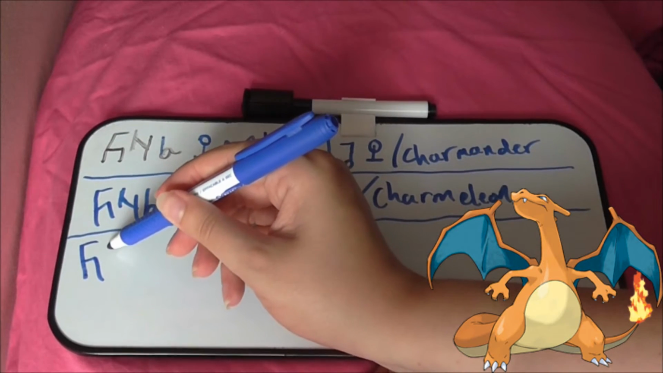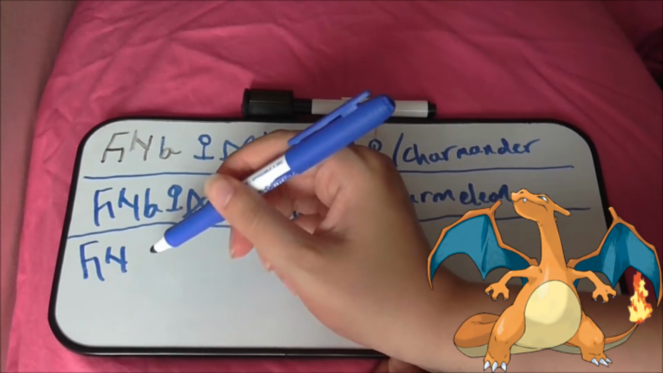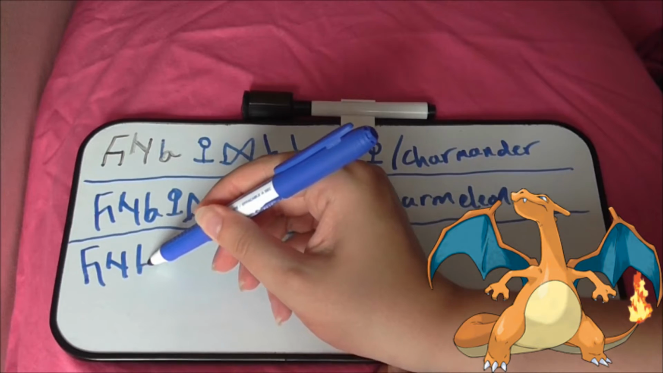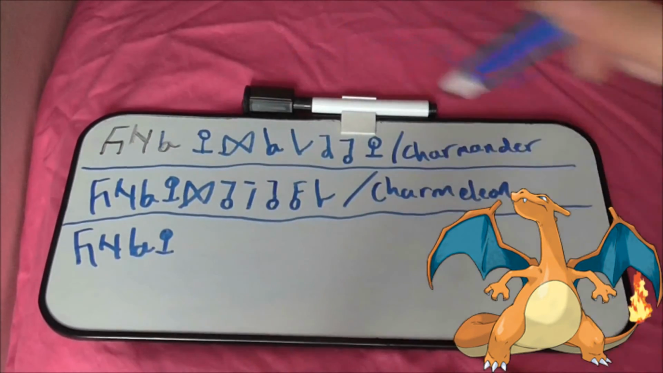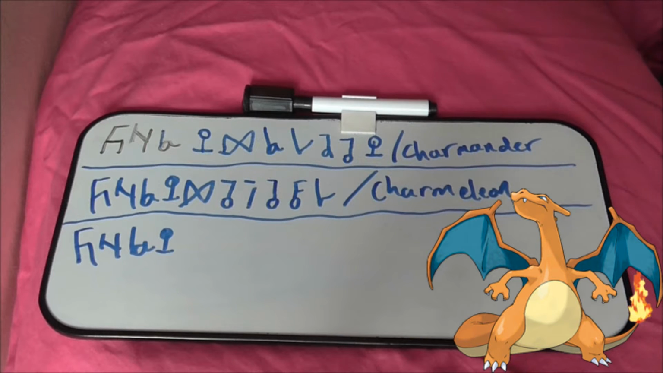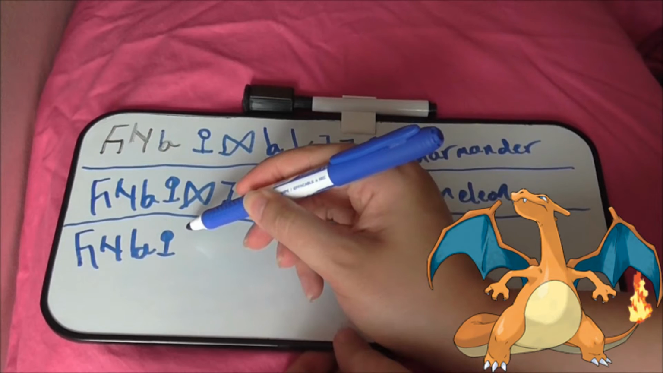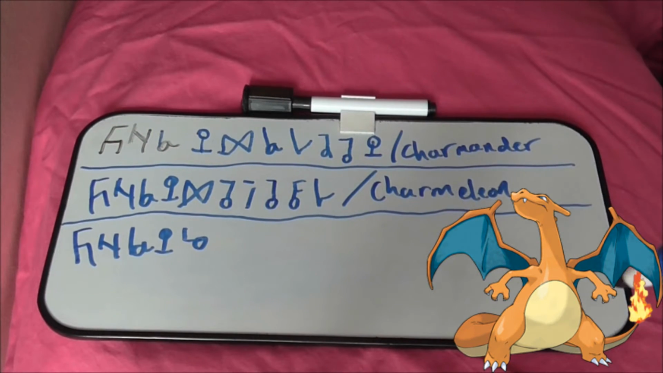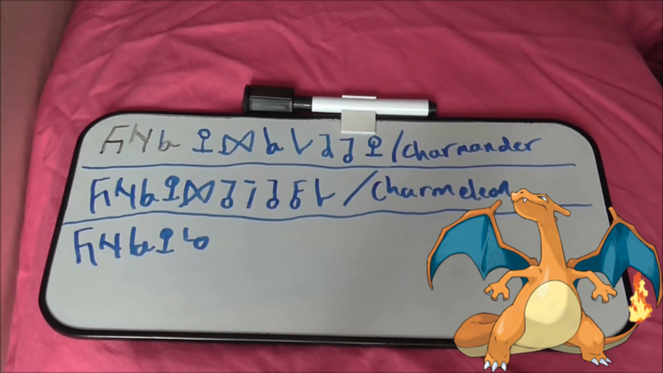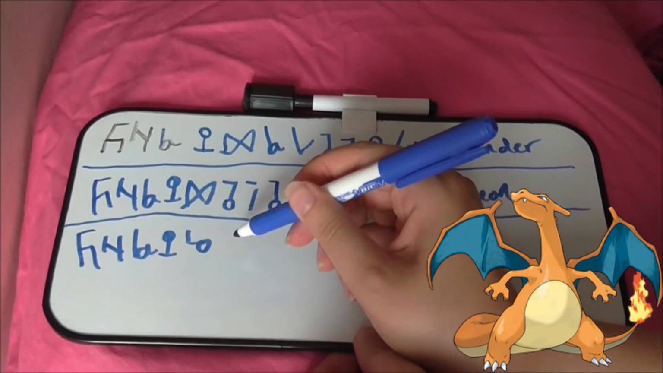So, C, H, A, R, then I, then a Z. Oh, we don't see Zs often, do we? Z, so this is a Z.